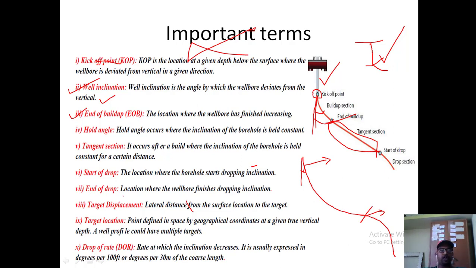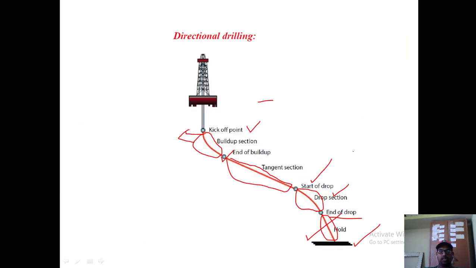The next point is end of drop. Wherever we find the decline in the angle by which the well is being drilled, if that ends at a particular point, as you see over here, then this point is called the end of drop off. Let us go to the previous figure. Yes, this particular point is nothing but your end of drop off, and the section between the start of drop off and end of drop is called the drop section, obviously.